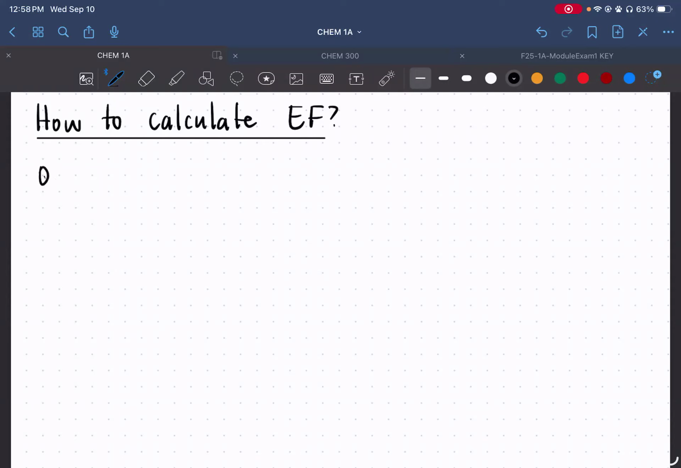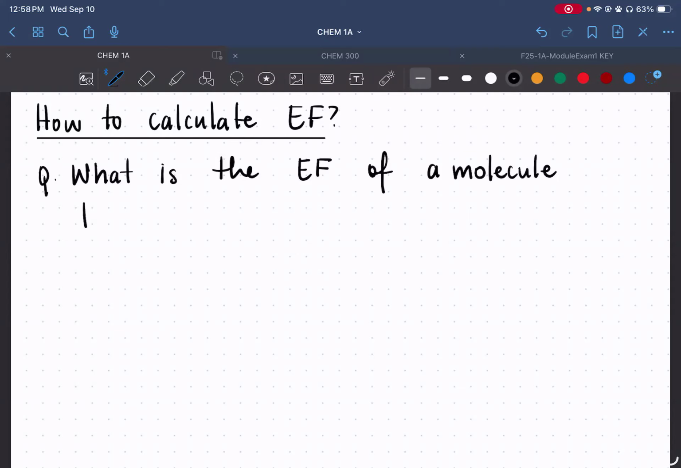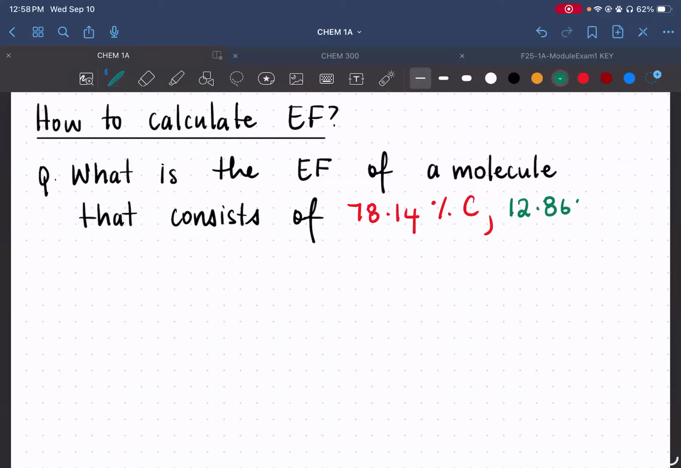Here's the question. What is the empirical formula, here written as EF, of a molecule that consists of 78.14% carbon, 12.86% oxygen, and 9% hydrogen?